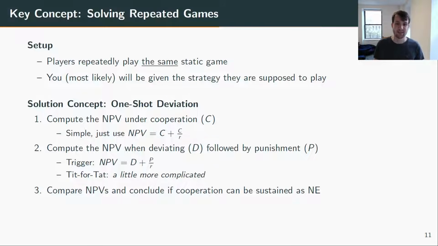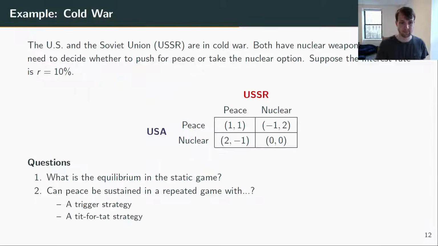Tit for tat, it's a little trickier. It's easier to show it using an example. And then we're just going to compare the net present values, and we're going to say, well, whatever gives the higher net present value, or if cooperation gives a higher net present value, I should say, then cooperation can be sustained as a Nash equilibrium in the repeated game under the strategy profile that we're imposing.